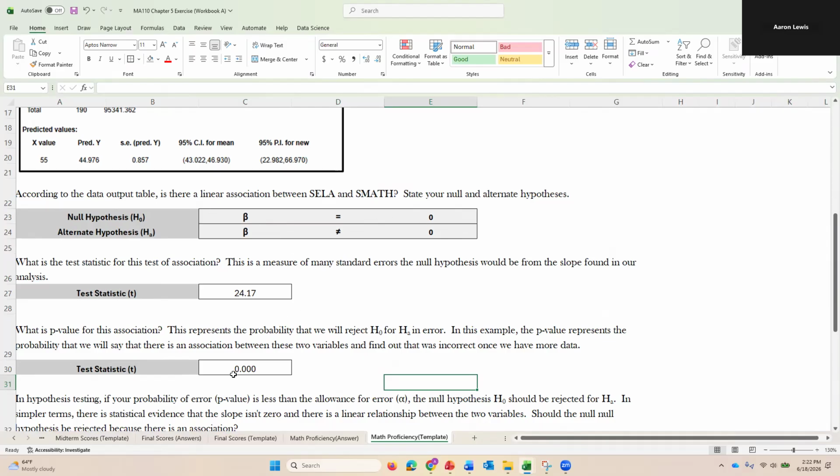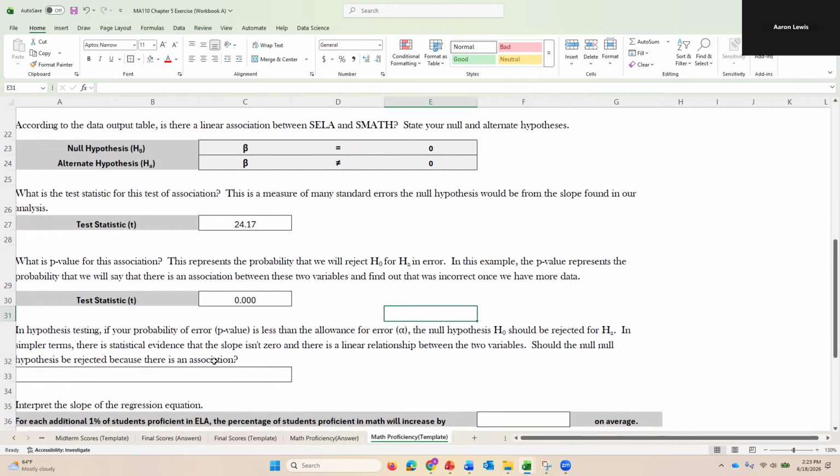It's not exactly zero, but it's infinitely small in this case, which means that if we make the declaration that there is an association between these two, that the slope is not zero, we are almost certain that that is correct. And for hypothesis testing, you give yourself some leeway.